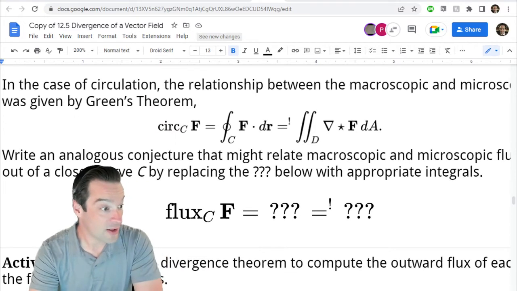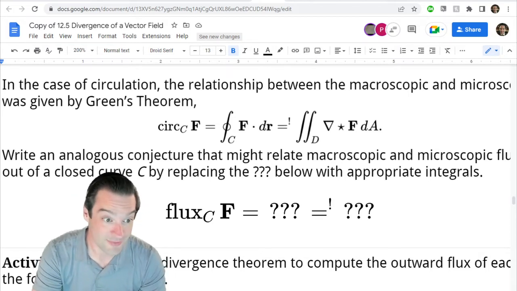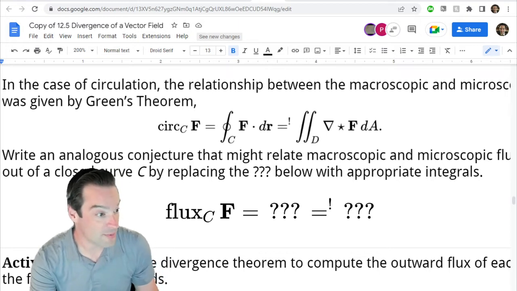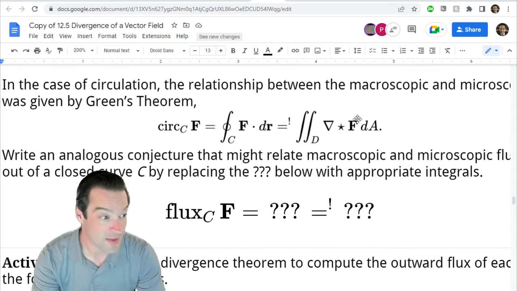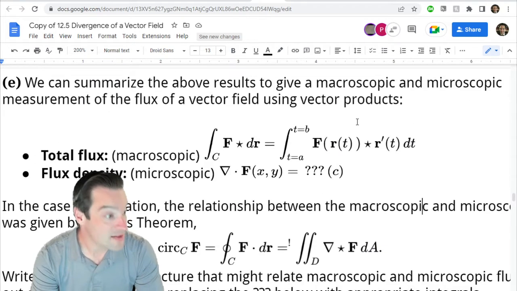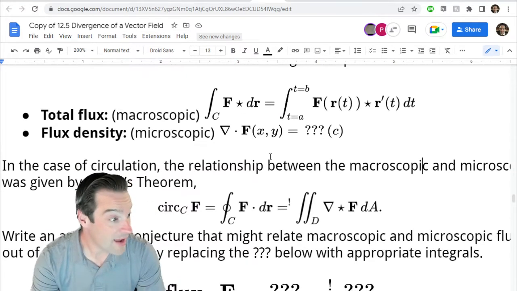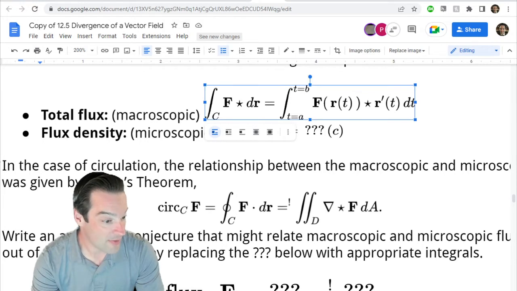Right? That the circulation, the macroscopic circulation, is the double integral of the microscopic circulation density on the region inside of my curve. And so this was Green's theorem. This was the big finish of our material that we looked at last week. And now we've discovered a similar relationship between the total flux, a macroscopic measurement of flux, and the microscopic measurement of flux density. Now there's one thing we have to modify on this.